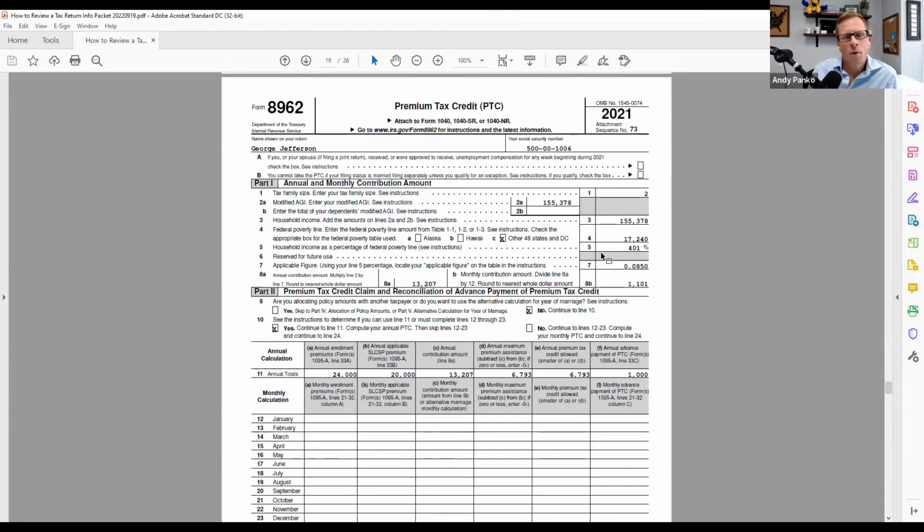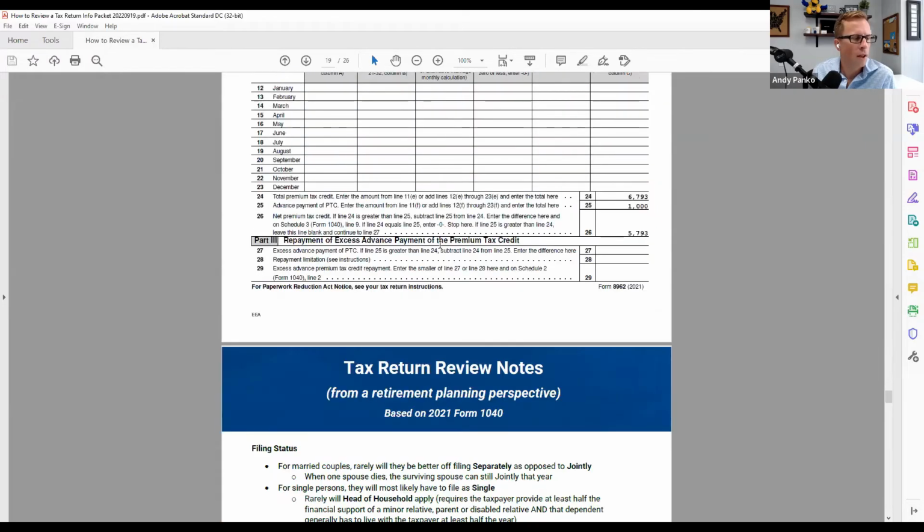Premium tax credit. This is the form that reconciles the ACA credits. Again, fairly technical if you're not used to it. If you do want to get in the weeds with tax planning, this again could add a lot of value to clients by being familiar with ACA credits and how to help clients navigate them.